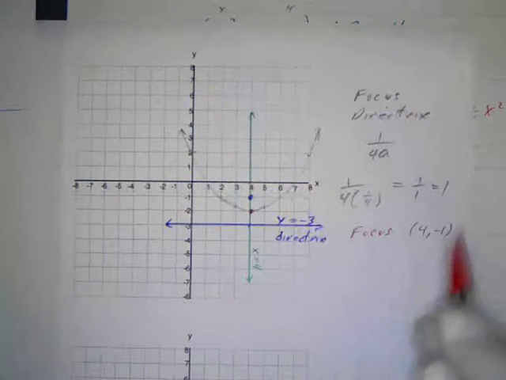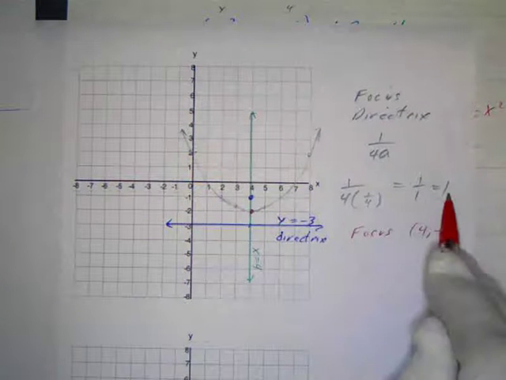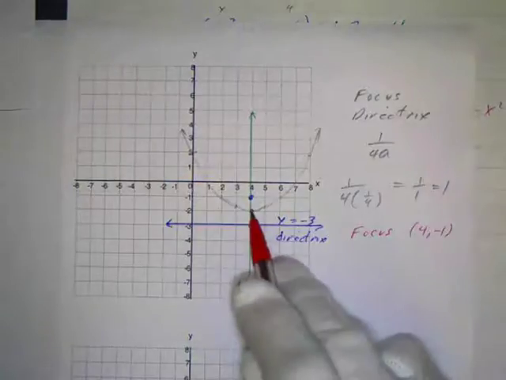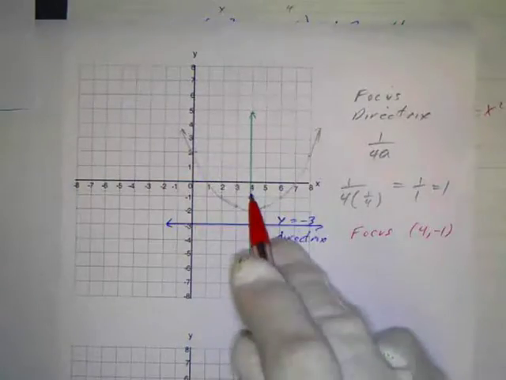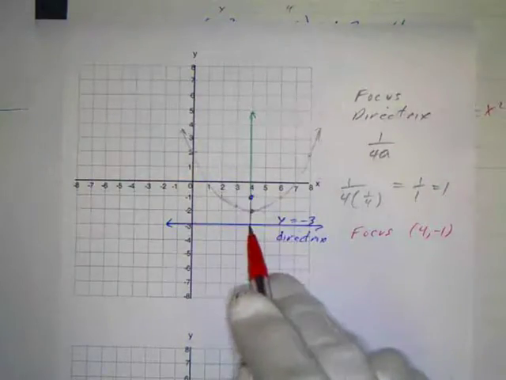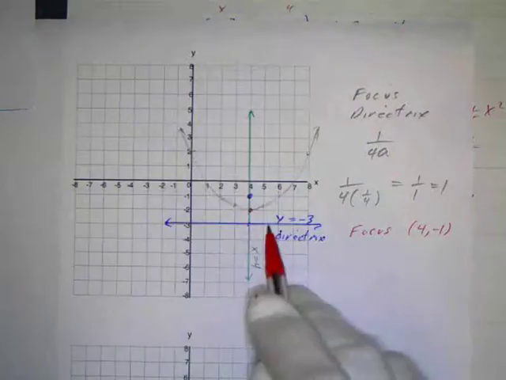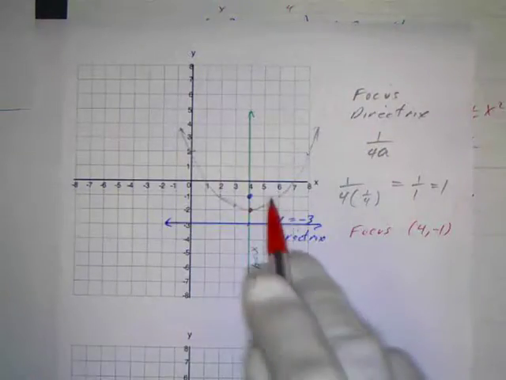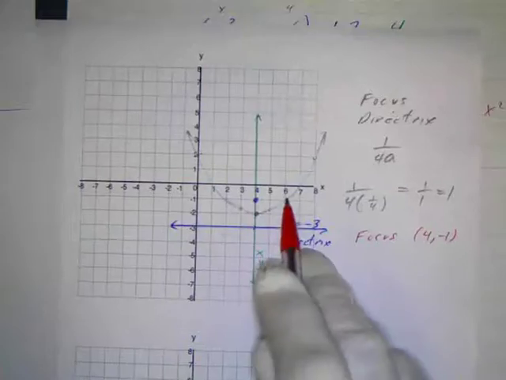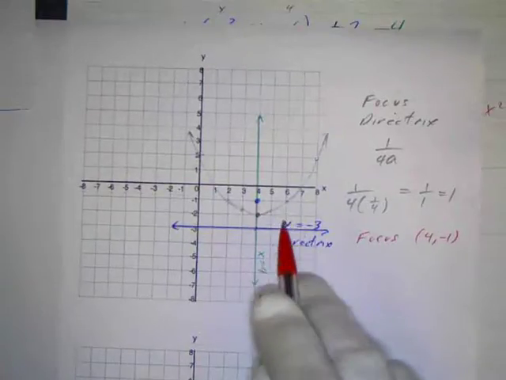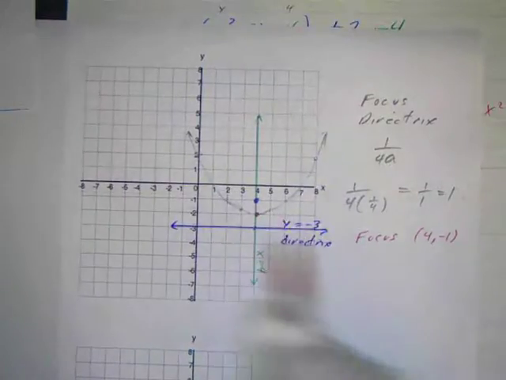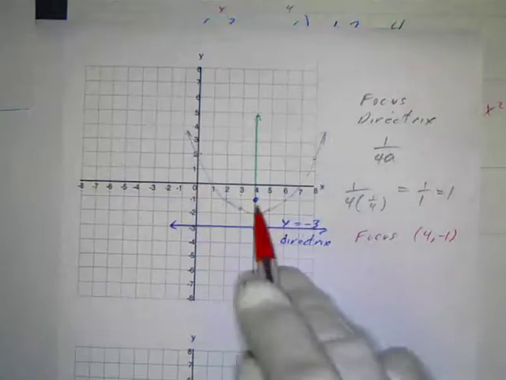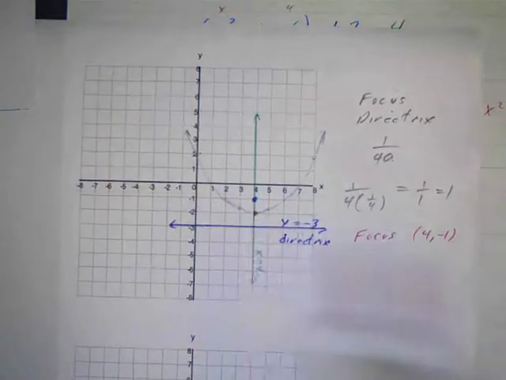So again, by using the 1 over 4a, we find the distance from the vertex that the focus is and the directrix. And all these points will be equal distance from this line and this point. Any point on here will be the same distance from this line, and that point. You can see there's a good example. 2 units, 2 units. Every point on this parabola will be equidistant from the focus and the directrix.